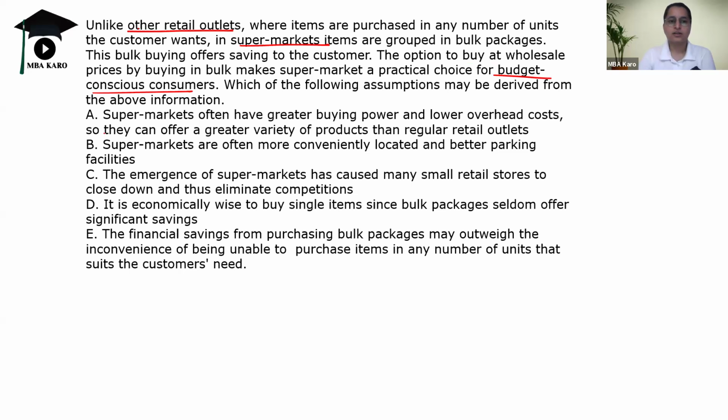What is the assumption? A says supermarkets often have greater buying power and lower overhead cost. So they can offer a greater variety of products than regular retail outlets.